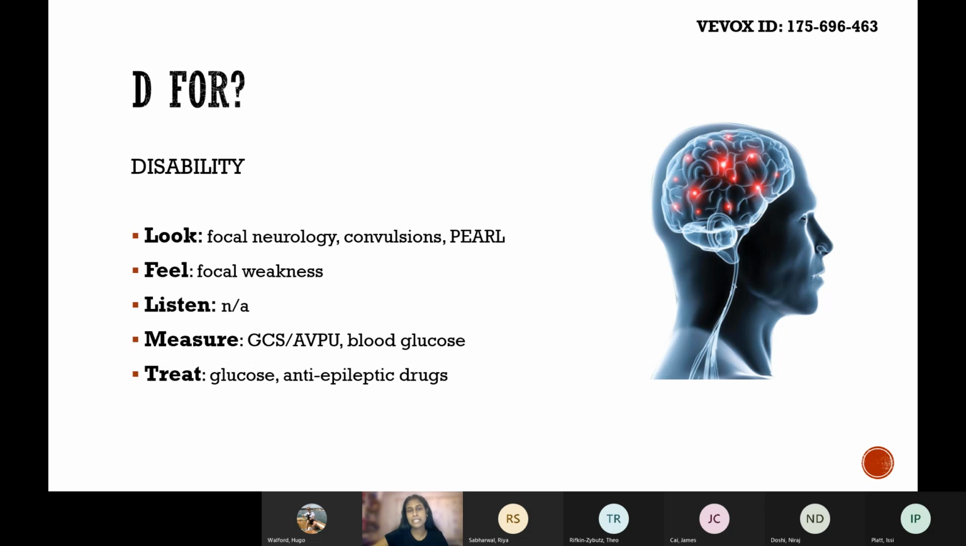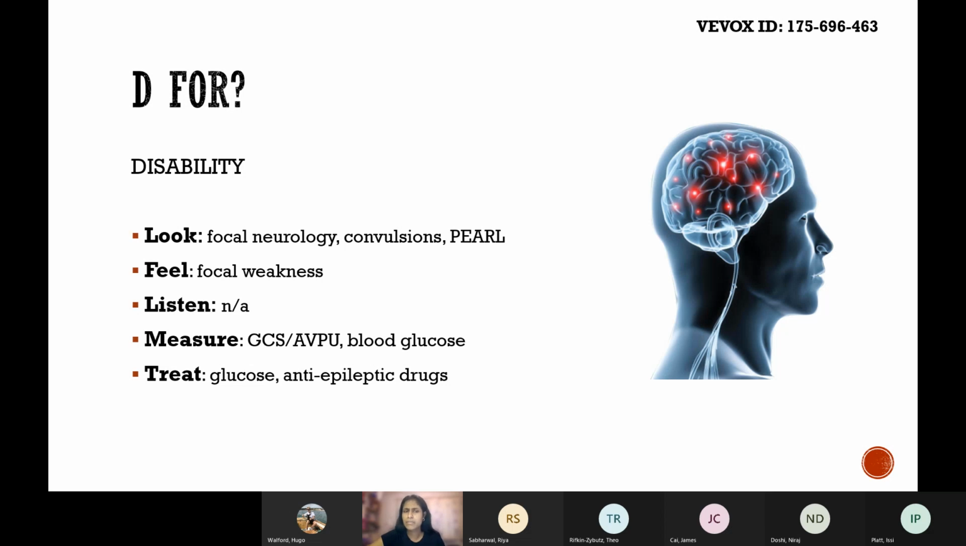So D, you guys did say before, disability. The sorts of things you want to be looking for: focal neurology, convulsions, PEL. Does anyone know what PEL stands for? It's normally documented in the acute med setting when you're doing a very quick ABCDE assessment. Any ideas as to what that could stand for? It stands for pupils being equal and reactive to light.